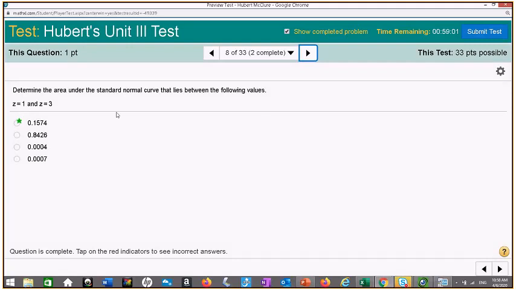Determine the area under the standard normal curve that lies between the following values. That's pretty straightforward. You don't have to calculate anything. Miss Carver, I think you have an older calculator. This is the kind of question you would want. Between 1 and 3, you just put lower bound 1, upper bound 3. That's it. I'm not going to go over that one.